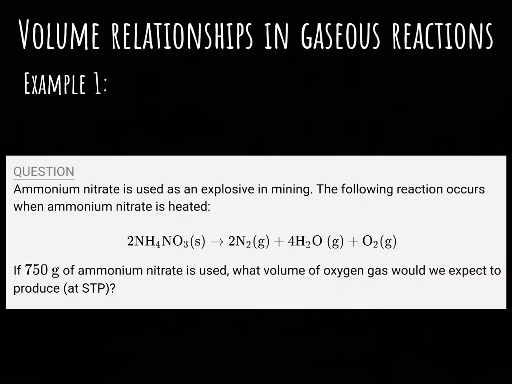Ammonium nitrate is used as an explosive in mining. The following reaction occurs when ammonium nitrate is heated. So there we have our ammonium nitrate, and when it's heated, it produces nitrogen gas, water vapor, and oxygen gas. Now it continues and says if 750 grams of ammonium nitrate is used, what volume of oxygen gas would we expect to produce at STP?